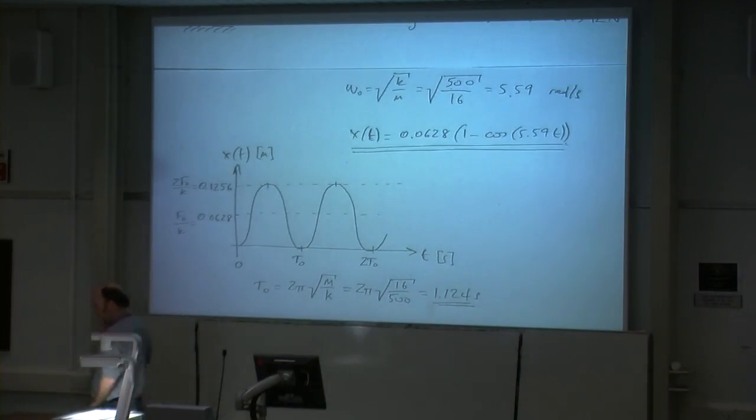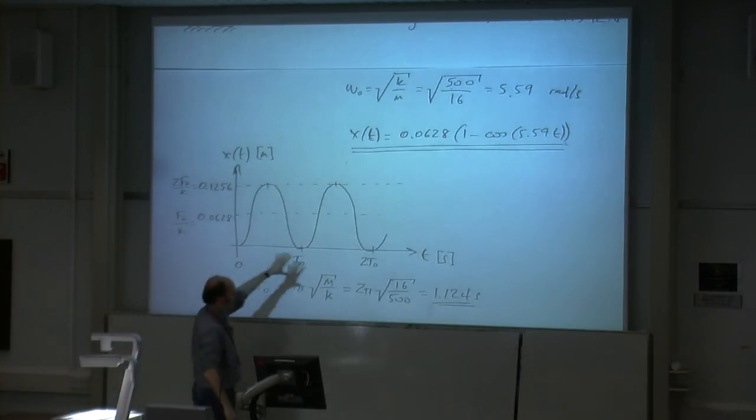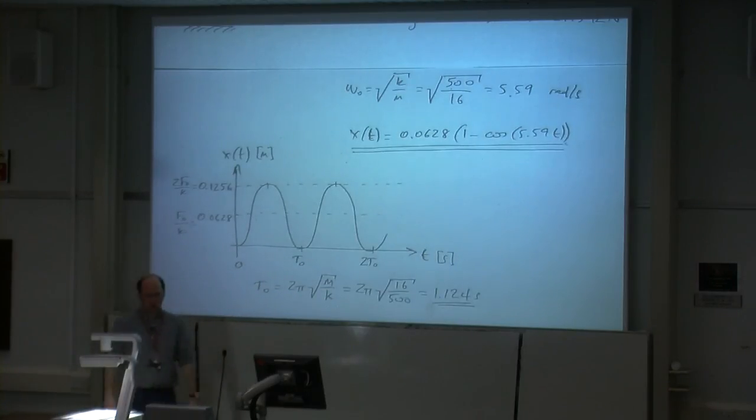What would it look like if there was damping involved? It would be slightly curved down, exactly. That oscillation would decrease in amplitude depending on the damping.